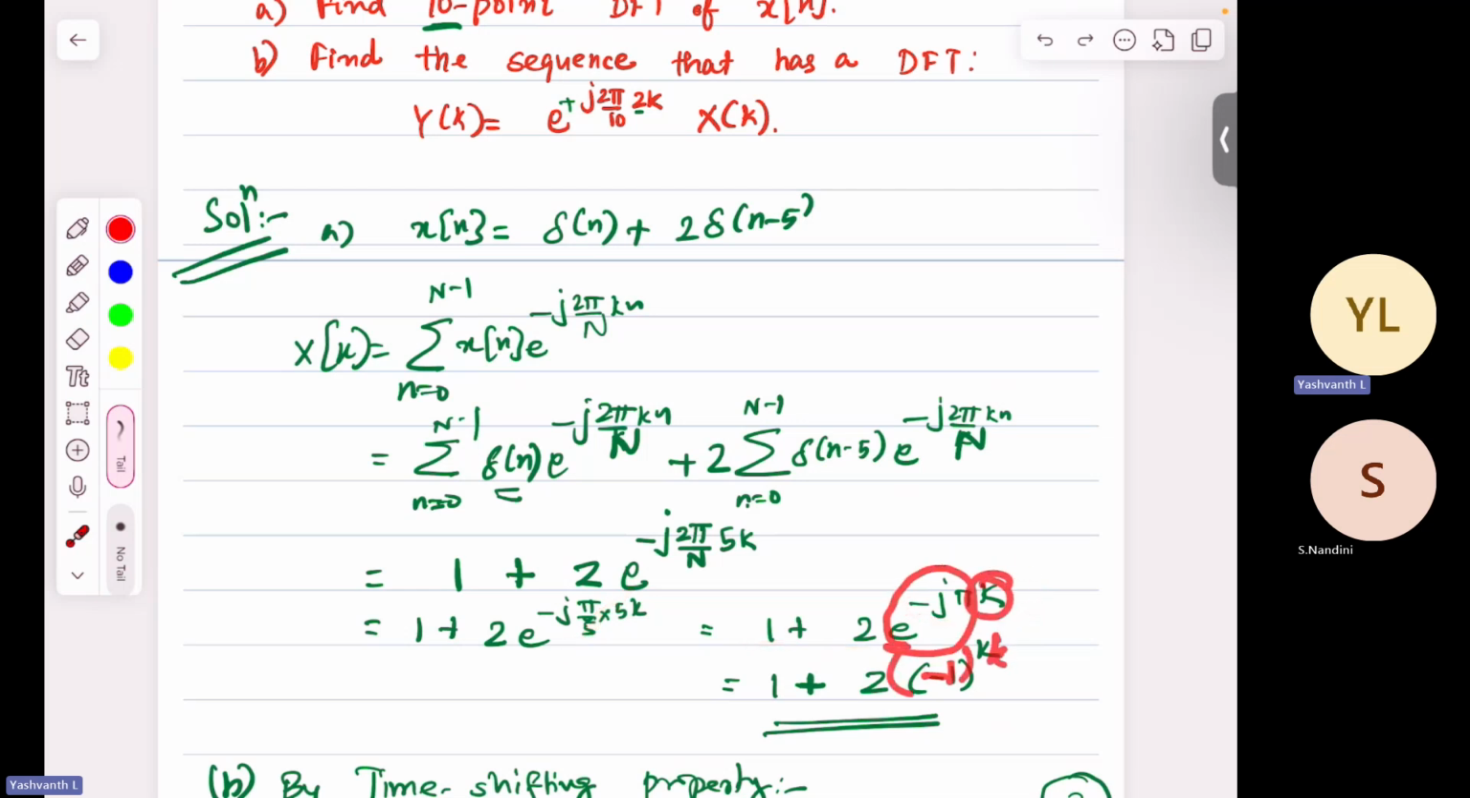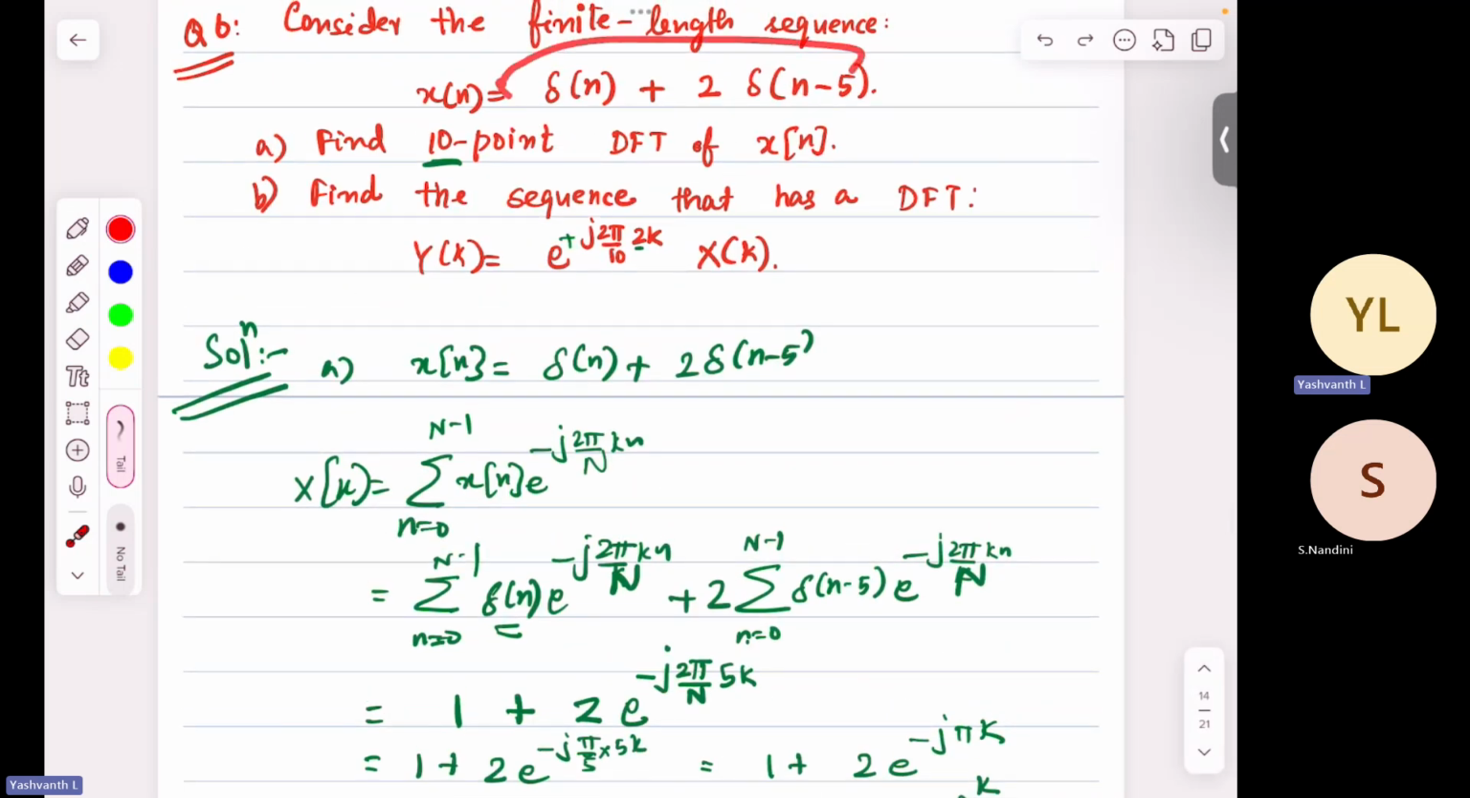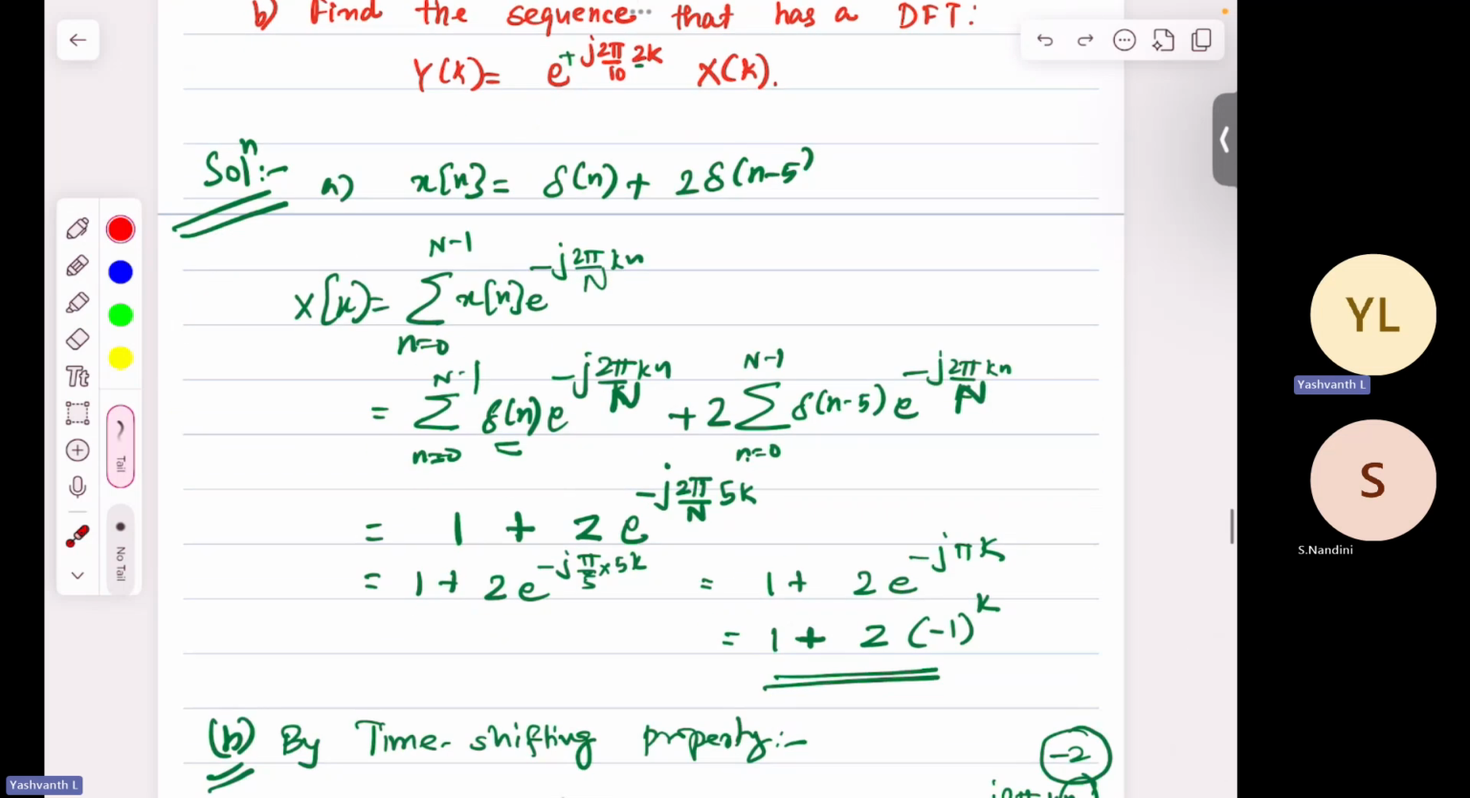Therefore, the 10-point DFT of x of n equal to delta of n plus 2 into delta of n minus 5 is 1 plus 2 into minus 1 power k, where k ranges from 0 to 9, because it's 10 points, so N minus 1 is 9. So this is basically the 10-point DFT. Maybe let me write it: k equal to 0, 1 and so on till 9. Is it clear?